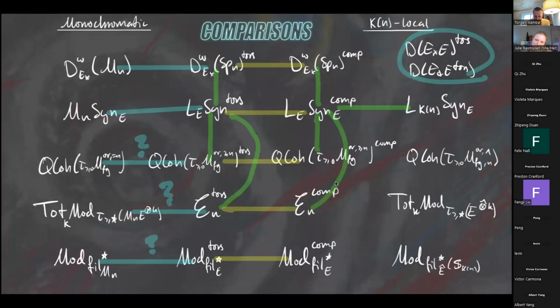Okay, so this is the mess of Kn local deformation theory, and all these, how many, 24 different models should hopefully be all equivalent, but it remains to be seen if that's actually true.